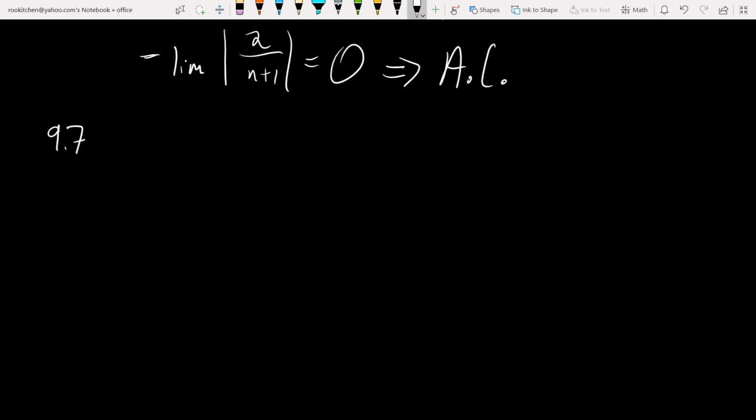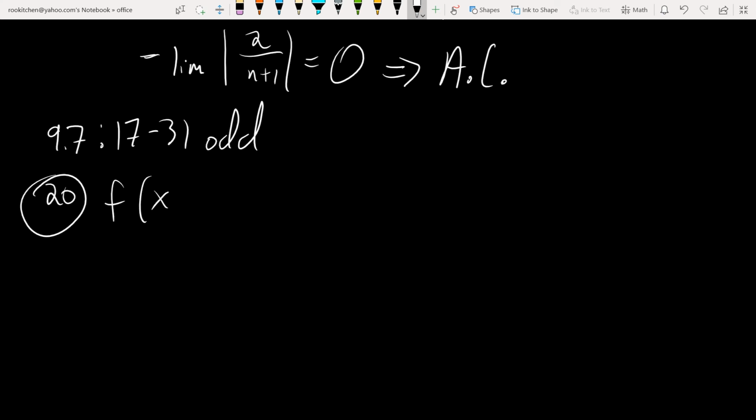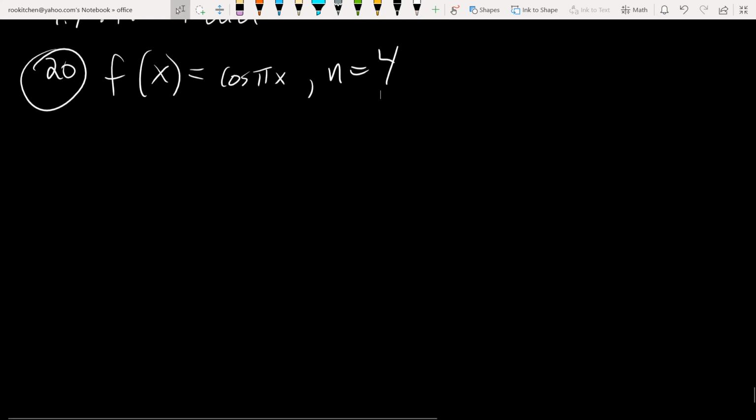9.7 now, we're talking about Maclaurin polynomials, 17 to 31 odd. Number 20, we want to build a Maclaurin polynomial for f of x equals cosine pi x, n equals 4. Okay, so here we go. I need the first 4 derivatives.